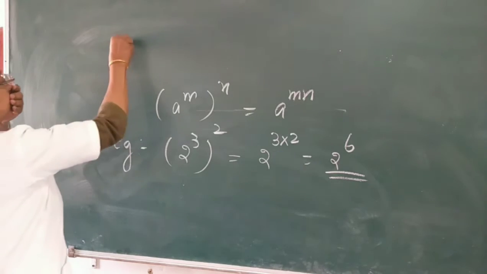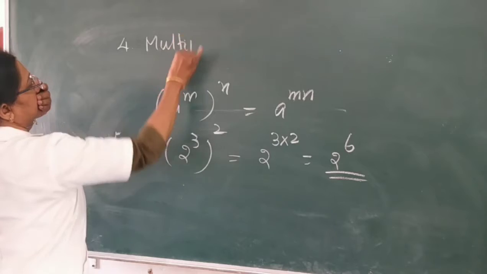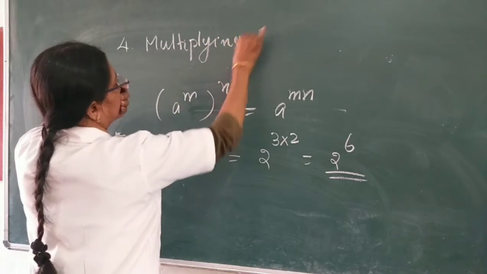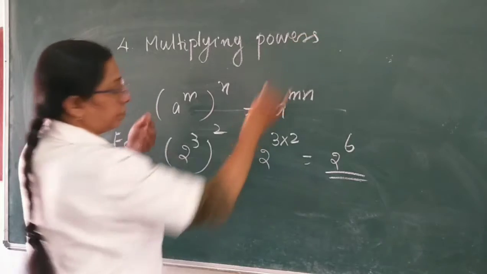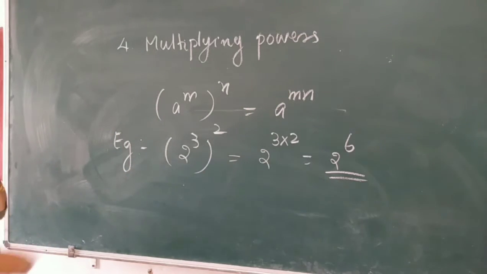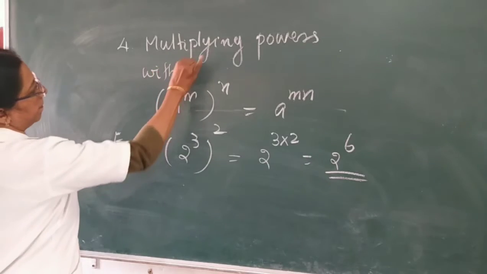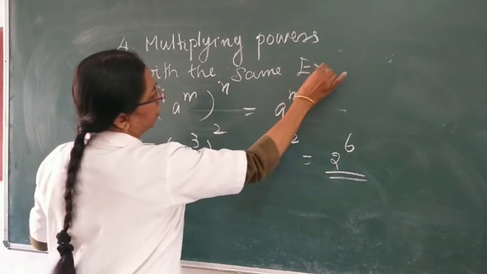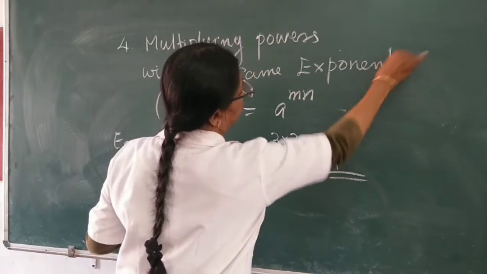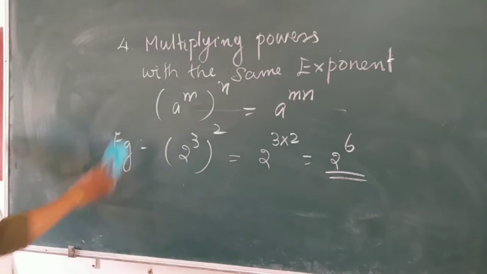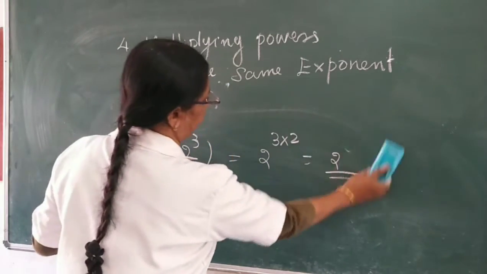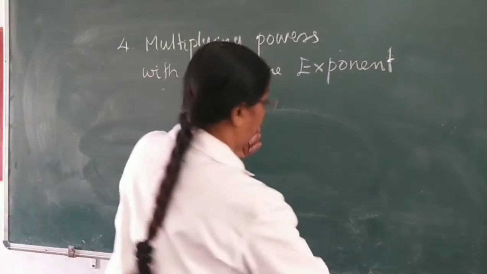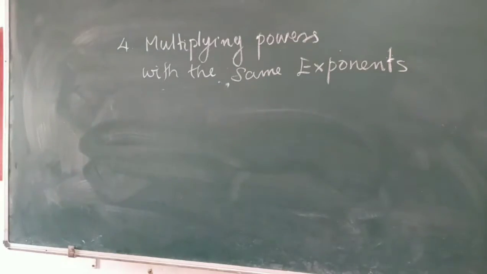Multiplying powers with the same exponents. So here, powers with the same exponents are coming.